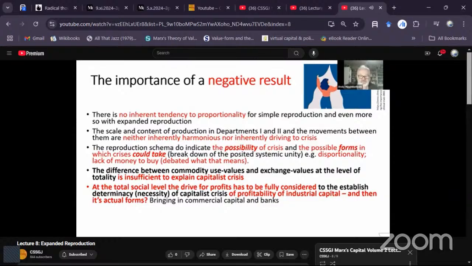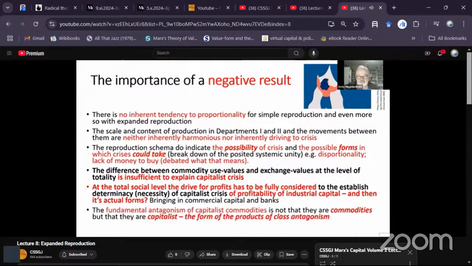And then he brings in the other forms. And that's also why, by the way, he delays the credit system, because he wants to establish the movement of the industrial rate of profit before the credit system.